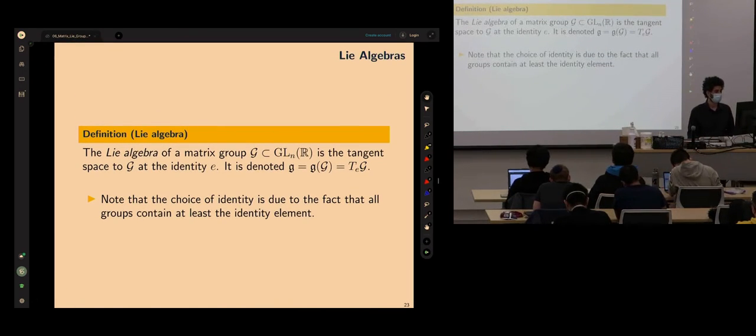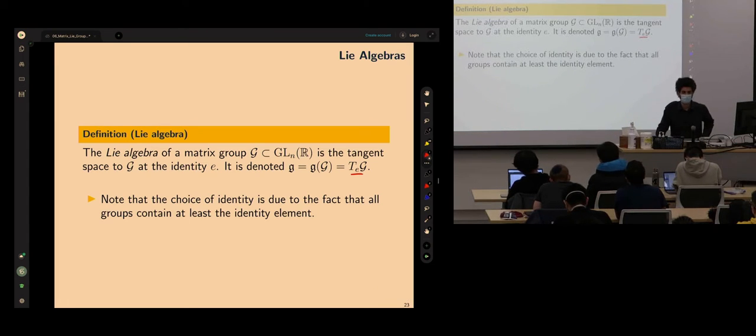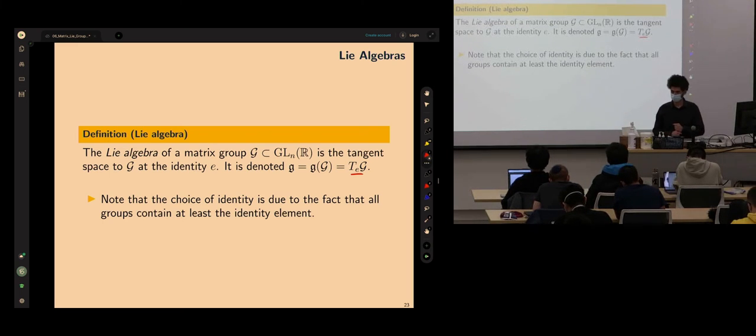Now we're ready to tell you the truth about Lie algebra. The Lie algebra of a matrix group is just the tangent space at the identity. You might ask why the identity element? There is a very simple reason: all groups have the identity element. You don't want to go back and figure out how to change the rules for every group. All groups have the identity element.